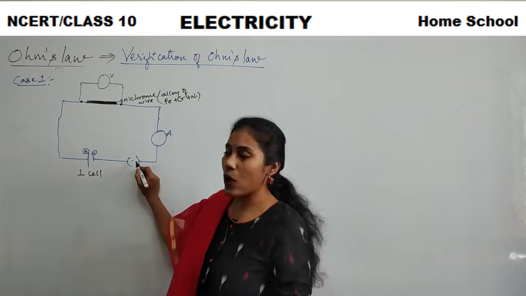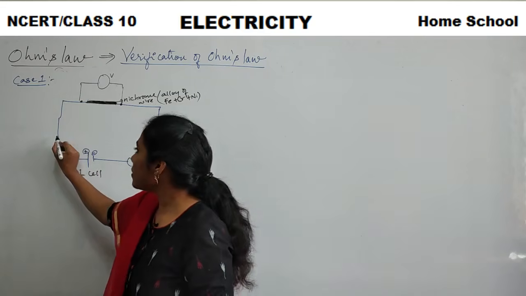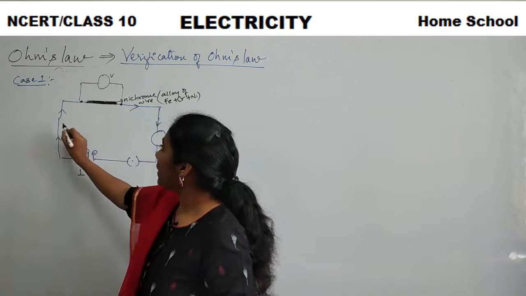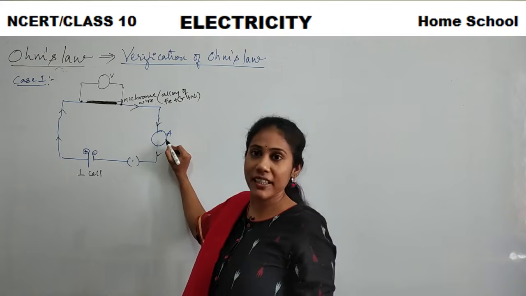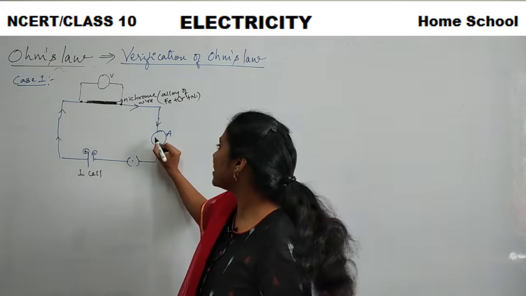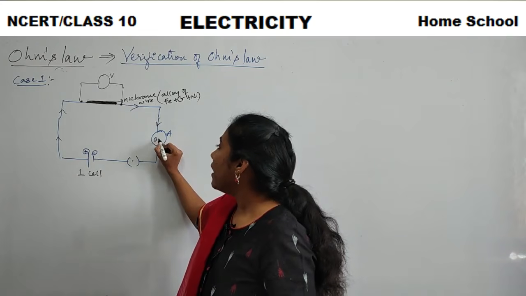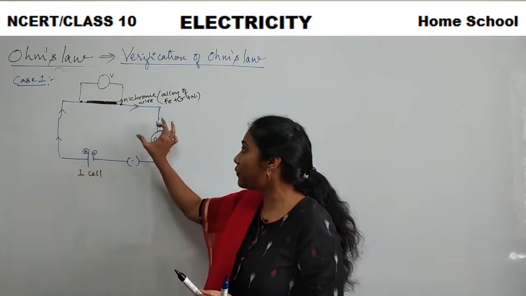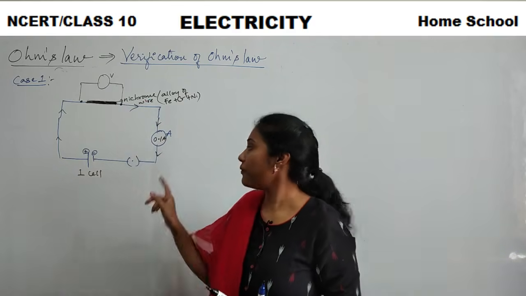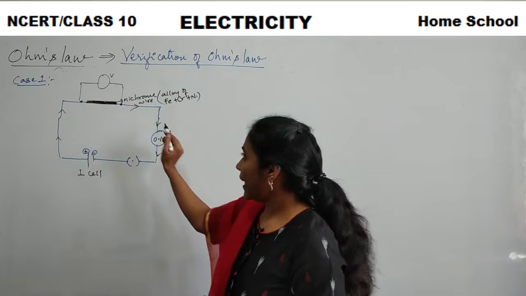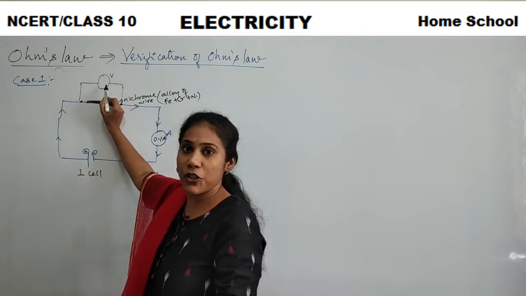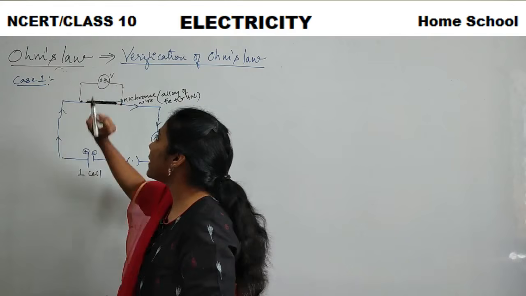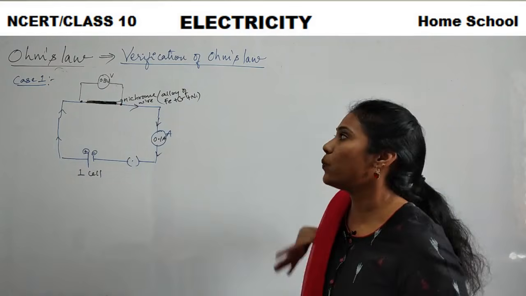The moment I switch on, what happens? The current flows. How is the current flowing? In this direction, right? Whenever a current flows, I can measure the current with the help of an ammeter. Imagine the ammeter is showing a value of 0.1 amperes. So how much is the current flowing in this circuit? 0.1 ampere when I took one cell. The potential difference value will also be shown in the voltmeter. Imagine it is 0.3 volts. So this is our case 1, guys.